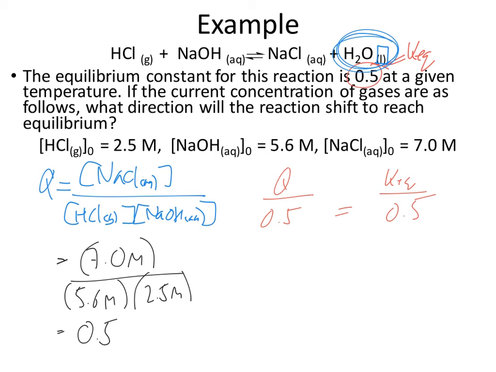Well, look at that. They're equal. So what this means is that this sampling, even though it was denoted by zeros, was actually taken from a reaction that's currently at equilibrium. So this reaction is at equilibrium. It doesn't have to shift left. It doesn't have to shift right. It is where it needs to be.